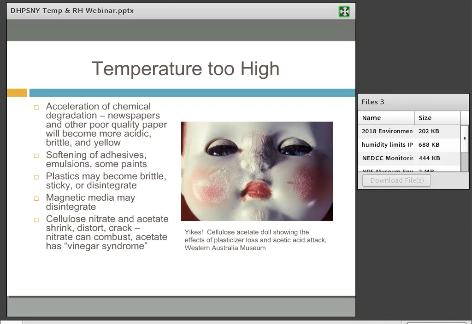Cellulose nitrate and cellulose acetate can shrink, distort, and crack, as we saw earlier. Cellulose nitrate in particular can combust if it reaches high temperatures. It's pretty dangerous in that way. And cellulose acetate releases acetic acid as the temperature rises, which causes what we call vinegar syndrome. I'm sure many people listening to this have experienced vinegar syndrome in your own archive or library. You can actually smell that acetic acid in the air, and that's really often accelerated quite a bit by high temperature.